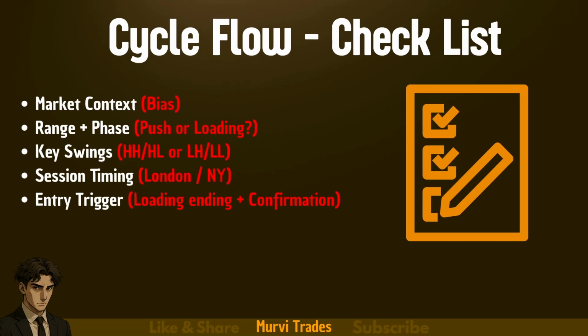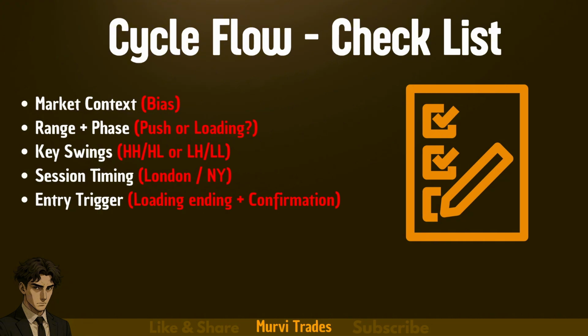So I use this before every single trade. The first thing is market context. Am I bullish, bearish, or range? Then range plus phase. Am I in a push phase or am I in a loading phase? Then the third thing is mark the key highs and lows. Then the next one is sessions. I only trade when volume is there, so I take trades in the London or New York session.